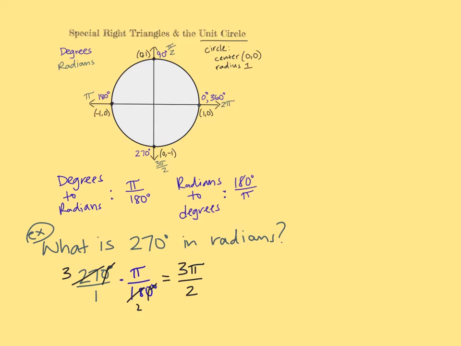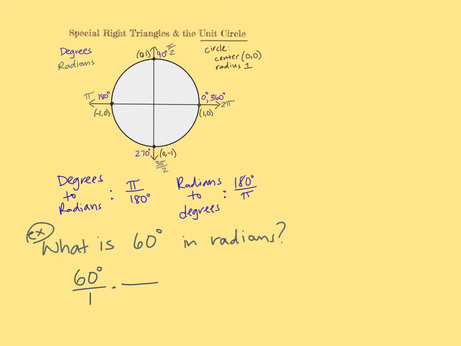Let's try another example. Let's figure out what 60 degrees is in radians. So 60 degrees is like right here. So we know it's between 0 and pi over 2 radians, and so we know that it's going to be smaller than pi over 2. So let's take 60 degrees, and we want to figure out what that is in radians. So we'll multiply by pi over 180. So once again, the degrees will cancel.